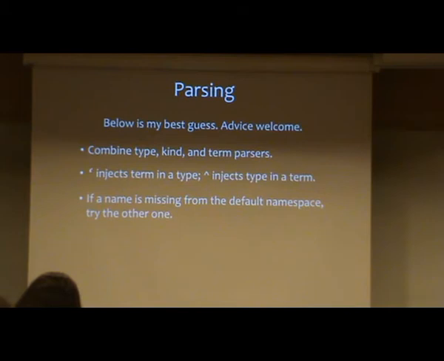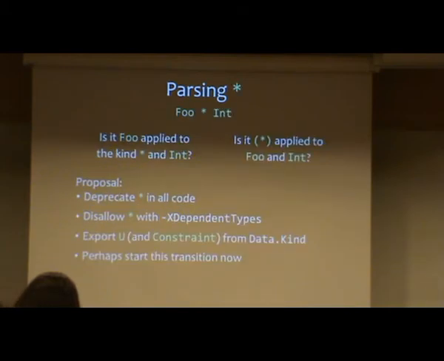A particular challenge comes around dealing with star. If I say foo star int, what on earth do I mean? It's perfectly ambiguous. And so there seems to be no real way of fixing this problem other than just to get rid of star. Again, other suggestions are welcome.